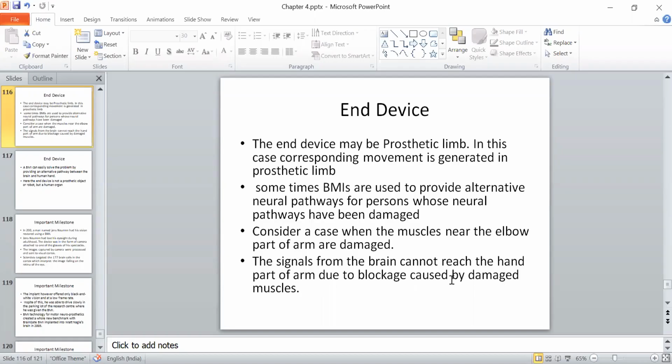So your end device could be a human organ also in this case.